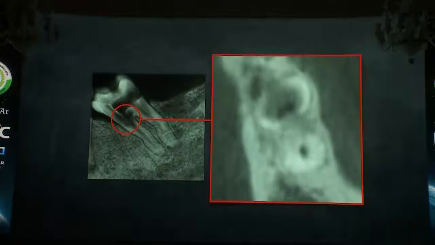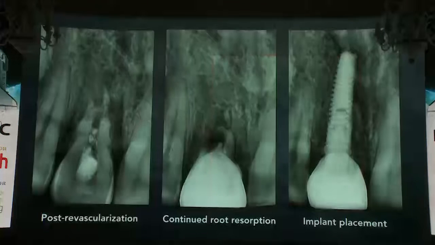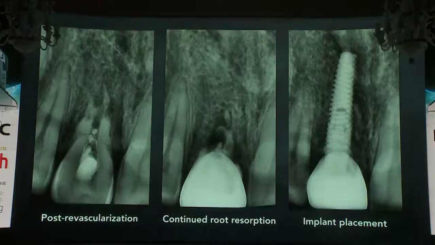But when I tried to start root canal treatment, I found there is a huge internal resorption, which may still be attributed to the initiation of the root resorption by the infection. So, there are different considerations you have to think about.